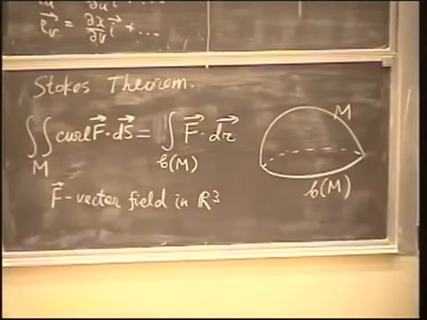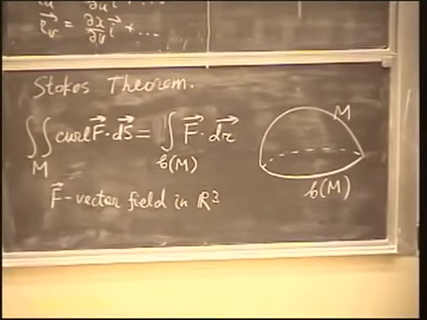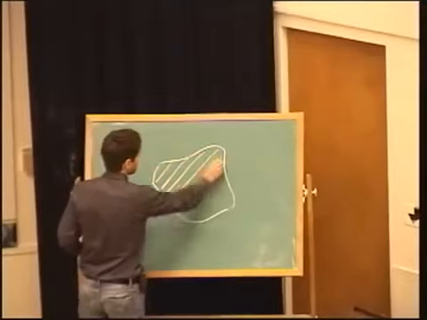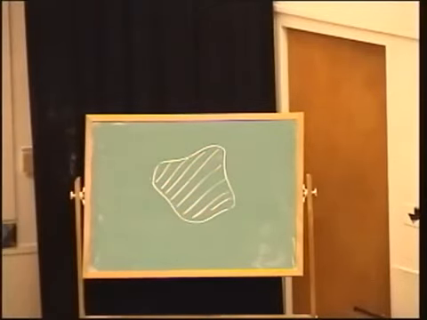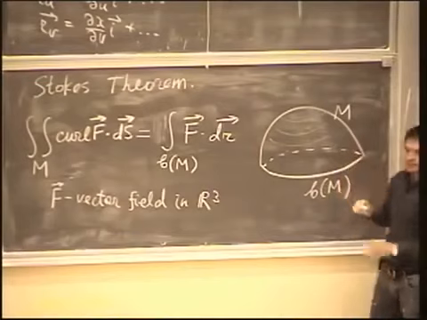Let me do it here. So you see, in Green's theorem, we also have a two-dimensional region, but it was flat. This is flat. This is not flat. Well, I have drawn it on a flat blackboard, but it's 3D.